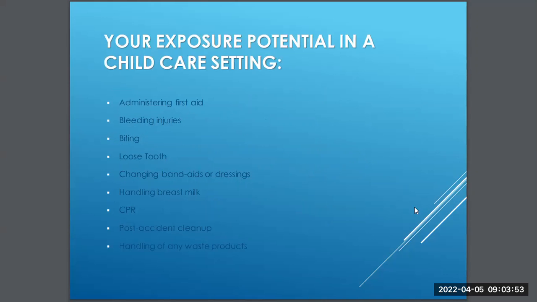Your exposure potential in a childcare setting: administering first aid, bleeding injuries, biting, loose tooth, changing band-aids or dressings, handling breast milk, CPR, post-accidental cleanup, handling of any waste product.